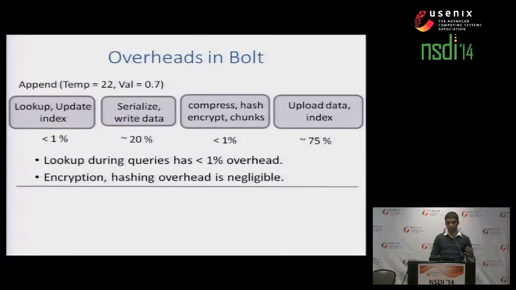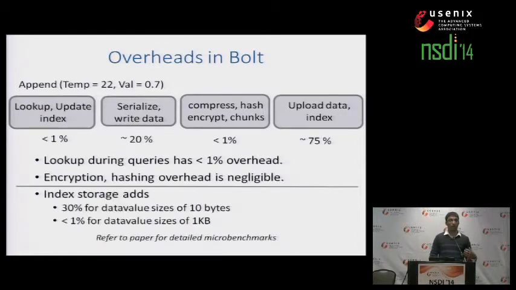Also, to support efficient time series temporal range queries, Bolt uses an index. And it stores some additional data per data value in this index, but this is constant for each data value. So if we increase the size of the data value, the percentage overhead is low. For example, if the size of each data value is 1 kilobyte, the amount of extra data that is stored in the index is 1% of the size of the data.